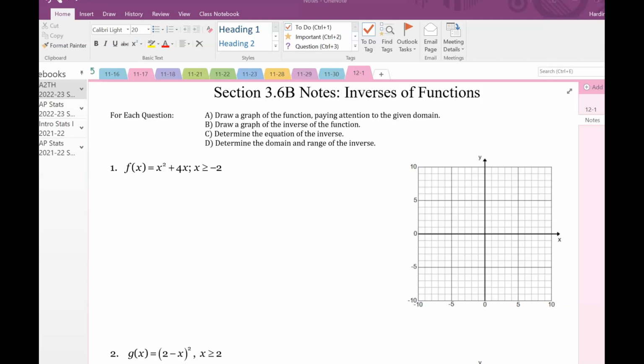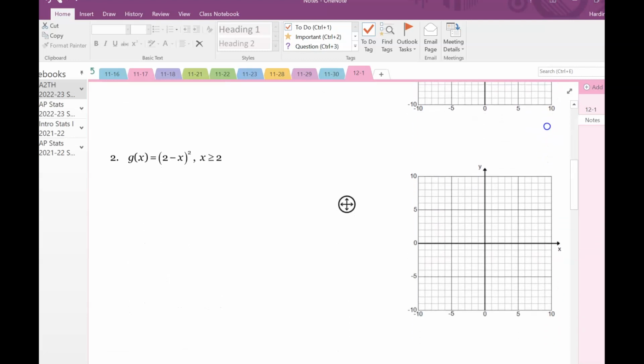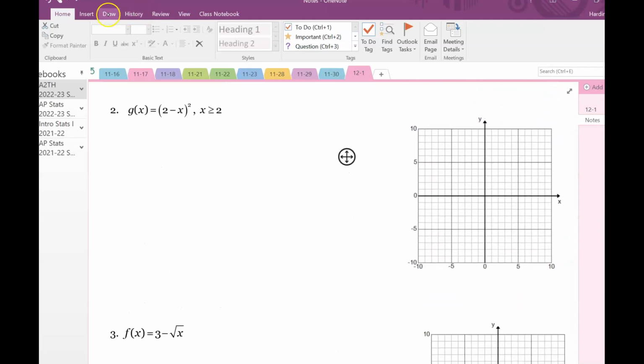Harding. I want you to flip in your packet to the page for section 3.6b notes. You can see it on the screen there. These questions today are a little bit tough, so just take your time, give it your best shot. We'll go over these again tomorrow, but we're going to jump around in the notes a little bit. We're going to actually start with number 2. So take a look at number 2 there.